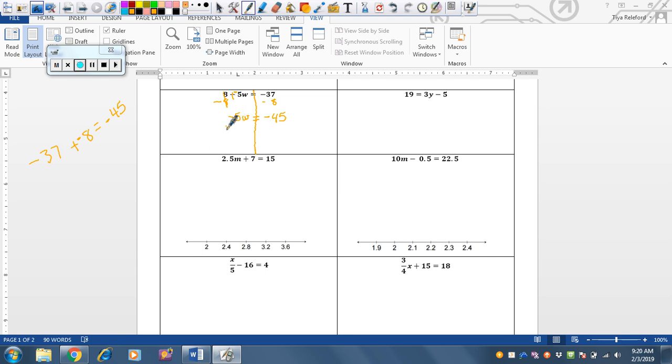Now when you divide, you're going to divide by -5. These are going to cancel out and you have w. 45 divided by 5 is 9, and they're both negative. So according to tic-tac-toe, negative divided by negative gives me positive. That's a lot of rules you have to keep track of. All the rules, all the time.